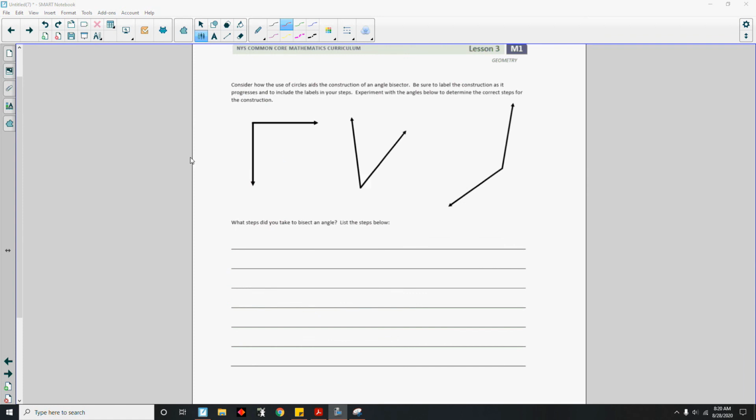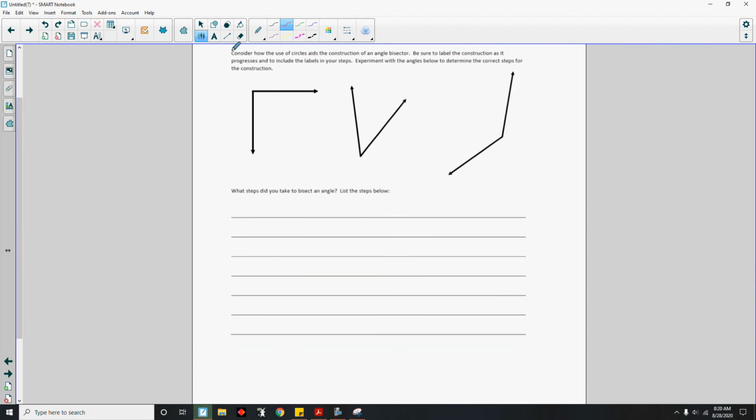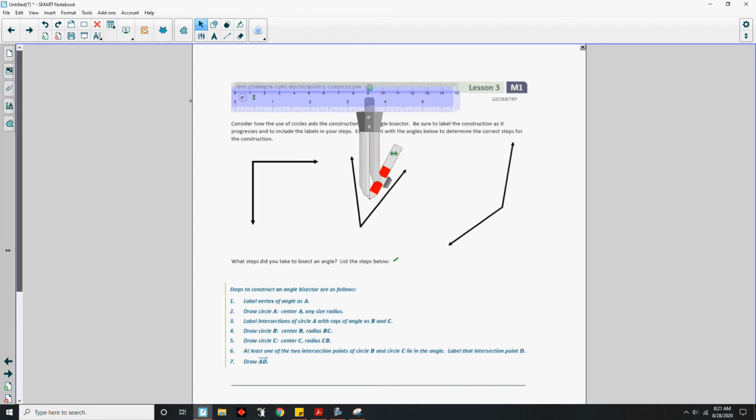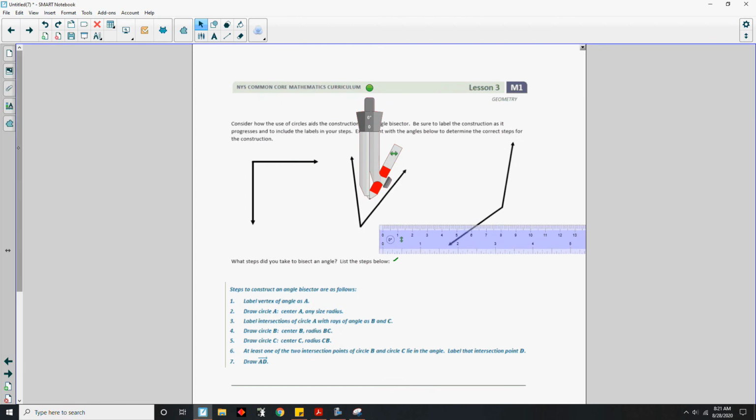Okay, page 4 brings us to these three angles where they want us to consider how the use of circles aids the construction of an angle bisector. Be sure to label the construction as it progresses and to include the labels in your steps. Experiment with the angles below to determine the correct steps for the construction. So I'm going to give the steps again. Okay, so these are the steps I gave on the prior page. Now we're just going to follow them. So I get my compass and I get my straight edge. Okay, and then we get to work.